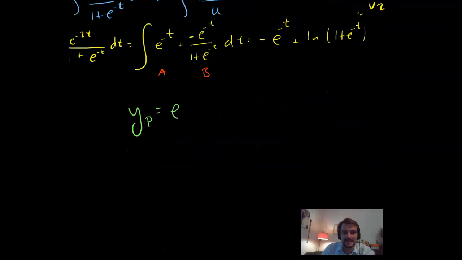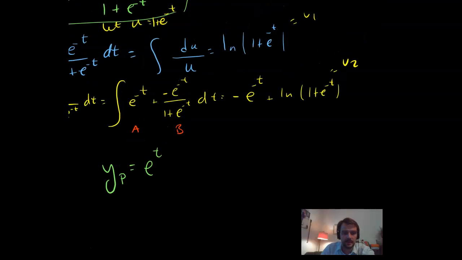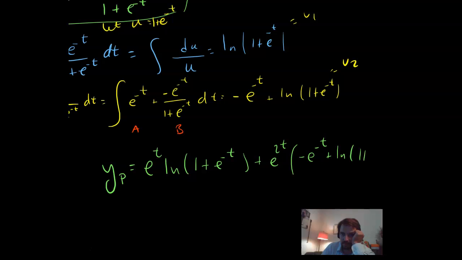So y1, so e to the t times v1, right there. E to the t times the natural log of this stuff, plus y2, which was e to the 2t times this stuff: negative e to the negative t plus natural log of 1 plus e to the negative t. There's my particular solution. Hey, great.